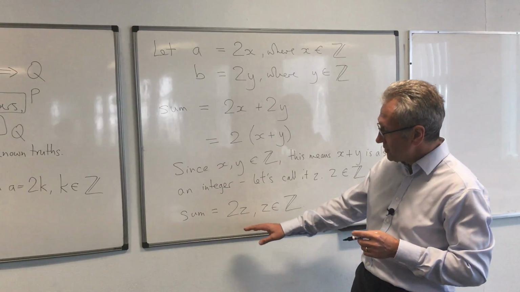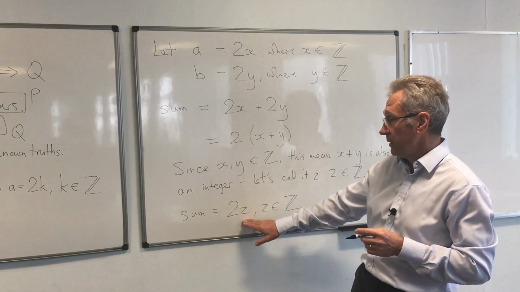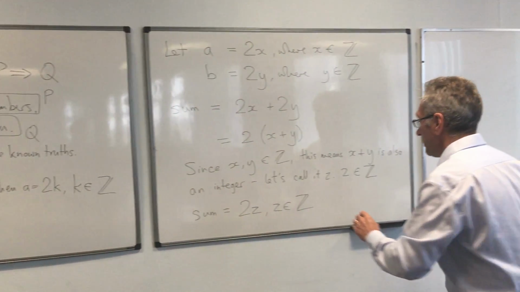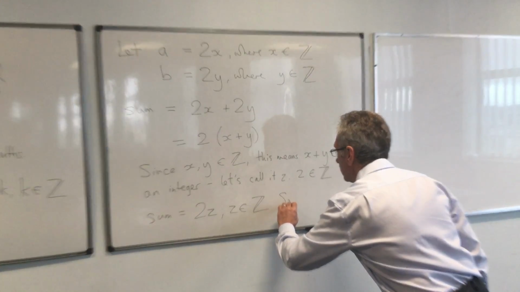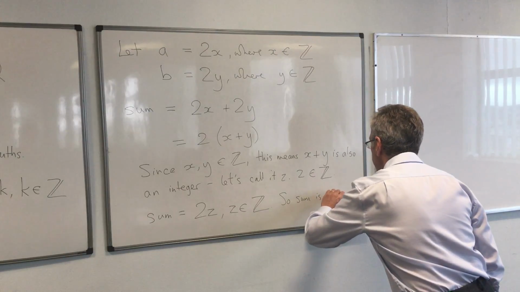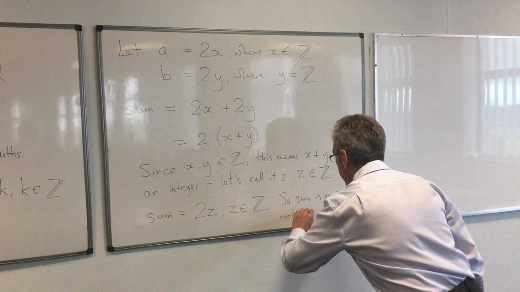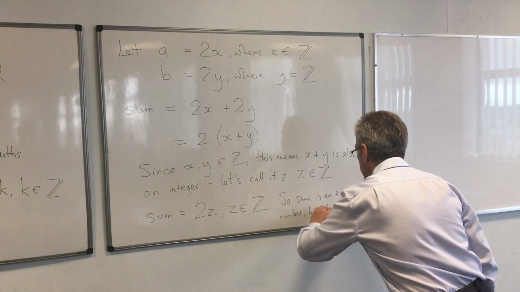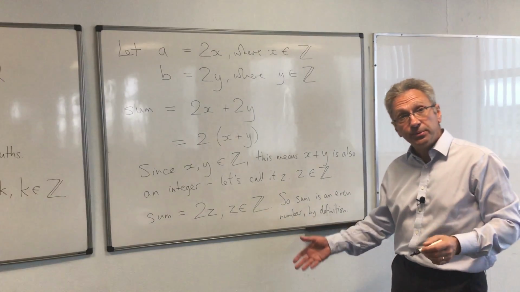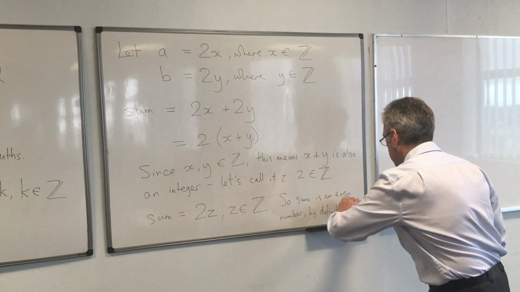Well, because sum is 2 times an integer, z, that means that sum must be even. That's the definition. So therefore, sum is an even number by definition. That's what we were trying to prove, so that completes the proof, and we're done.